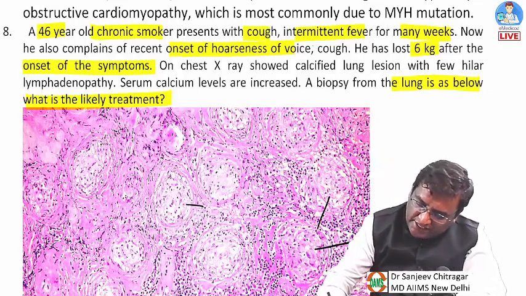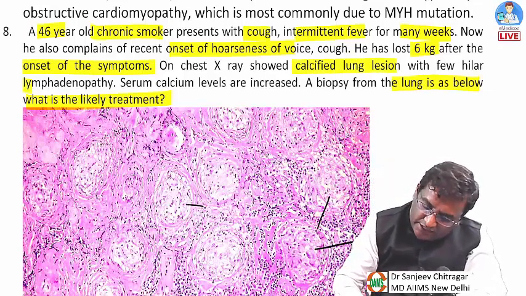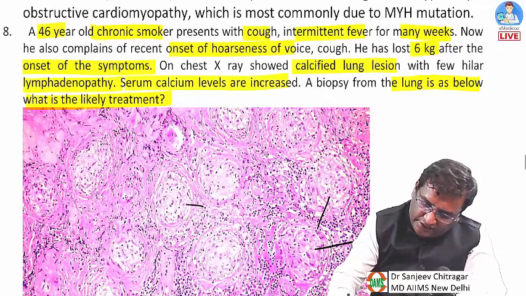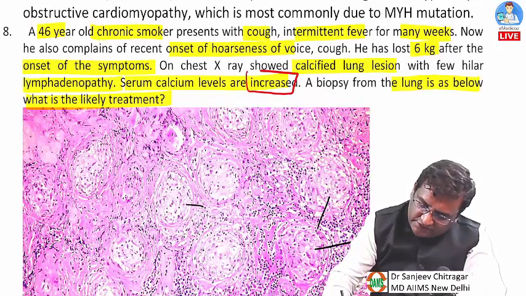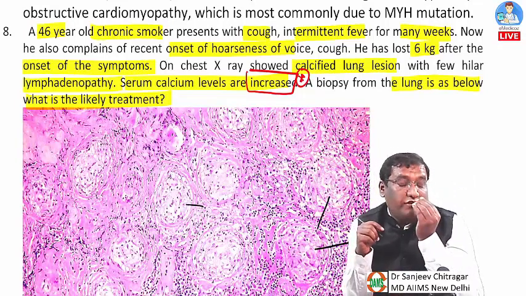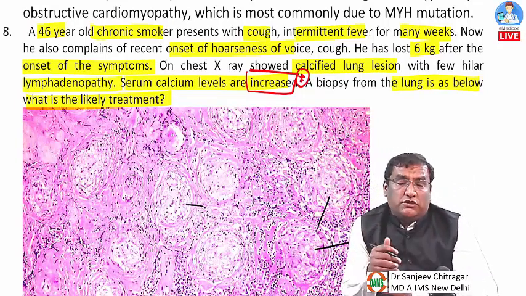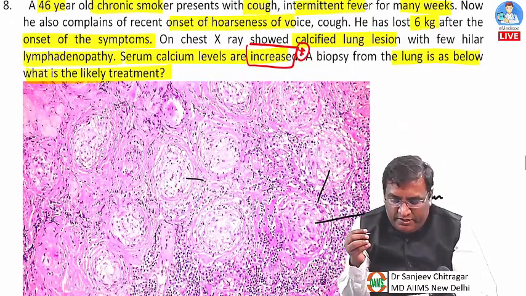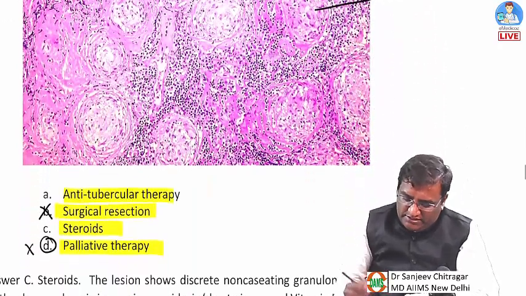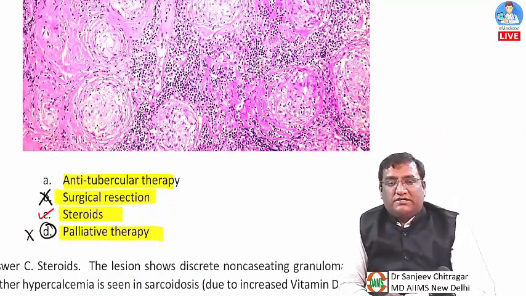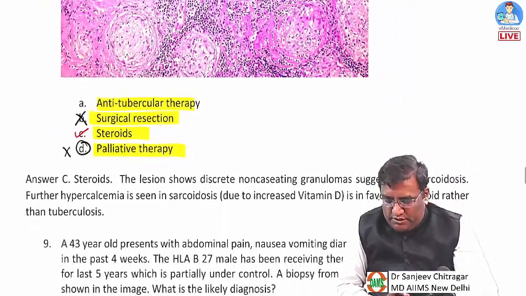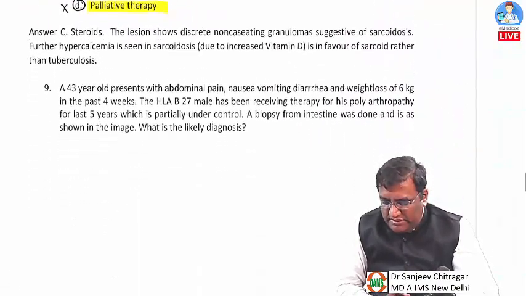Chest X-ray shows a calcified lung lesion with a few hilar lymphadenopathy. Serum calcium levels are increased. Clinically, calcium levels are increased. This is a keyword which is in favor of sarcoidosis, not in favor of tuberculosis. In sarcoidosis, because of an increase in vitamin D, there will be hypercalcemia, and there are non-caseating granulomas. So the answer here will be steroids, not anti-tubercular therapy. Right?